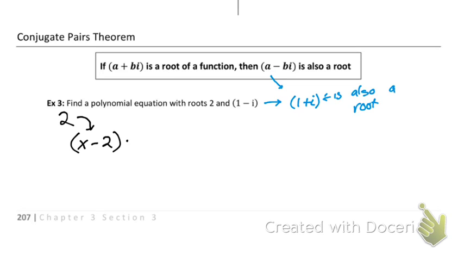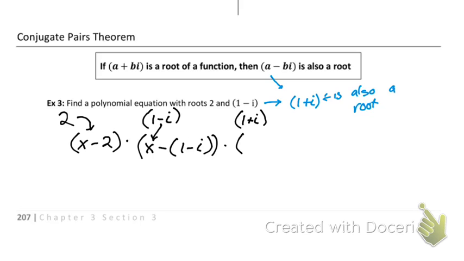All right, then we're going to focus on the 1 minus i. Well, to get that, all we're going to do is x minus (1 minus i). Because now when I plug that in, I would get 0 out. And finally, to deal with that 1 plus i, we're just going to do x minus (1 plus i), because now when I plug that in, it would give me 0 out. That is all I'm looking for on this question.